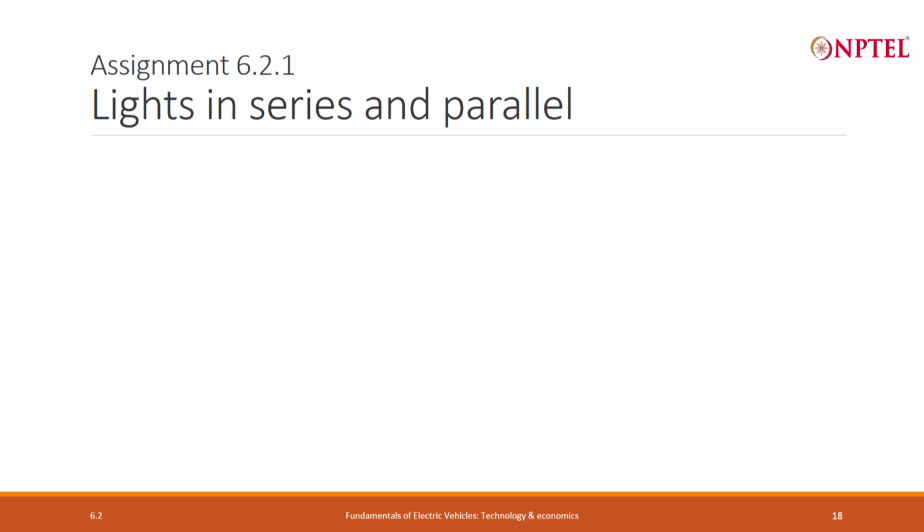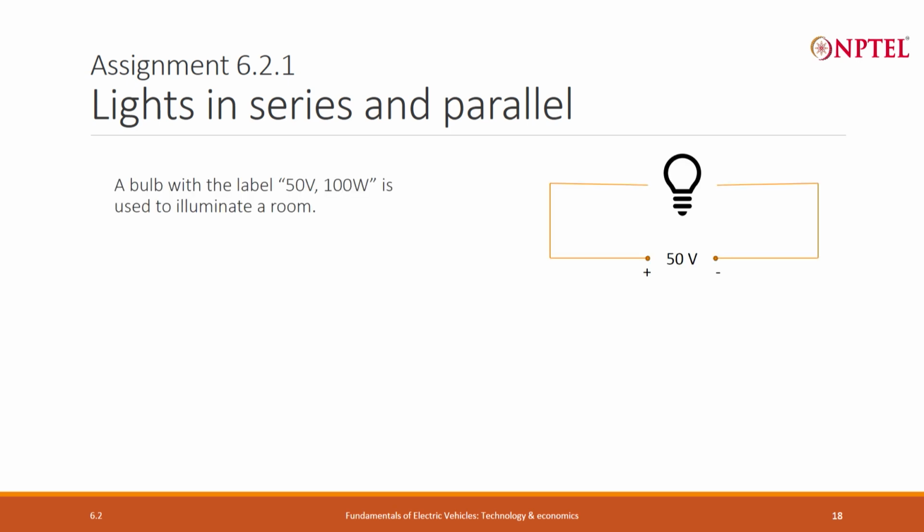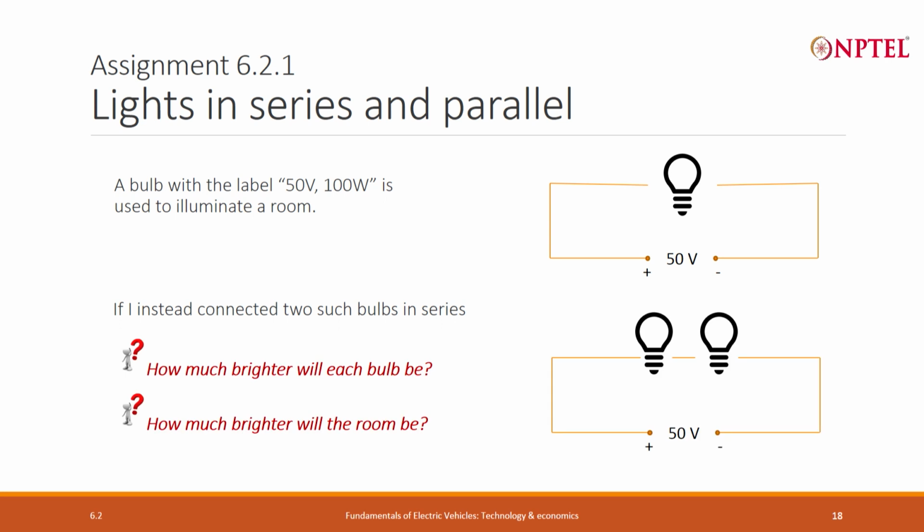So, now here is an assignment based on what you know about power, what you know about resistance, electricity, series, parallel, everything. There is a bulb on it, it is embossed. Normally all the bulbs have some label embossed on it, which says it is a 50 volt 100 watts bulb, and I have connected it with a 50 volt power source and it is illuminating my room. I want to make the room brighter. So, what I do is I get two bulbs and I connect them in series.